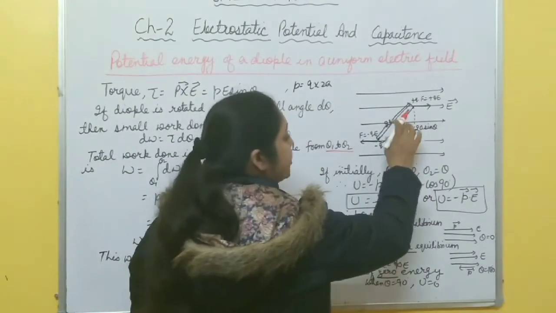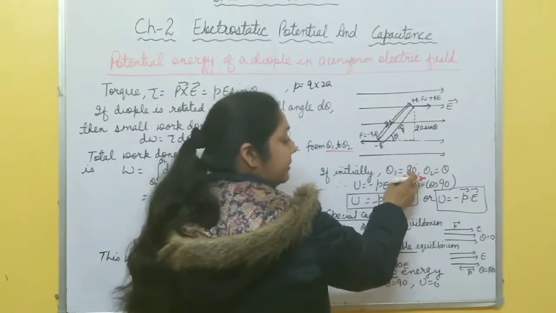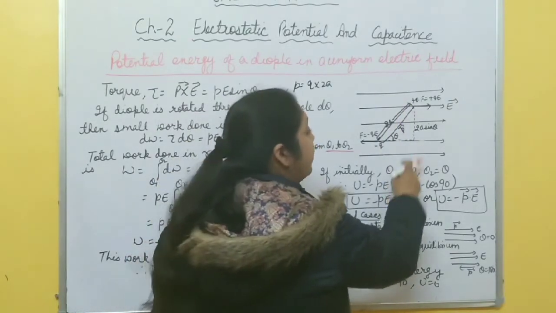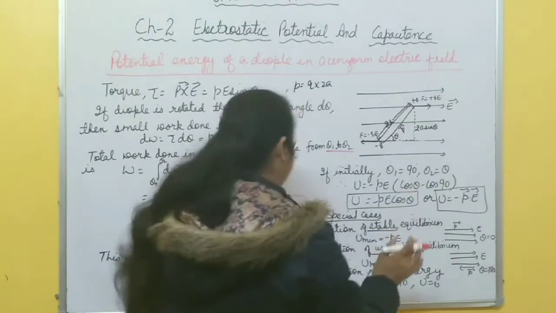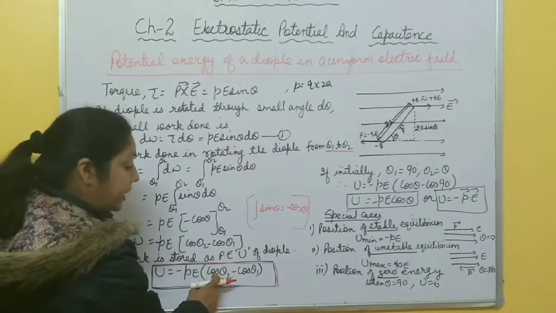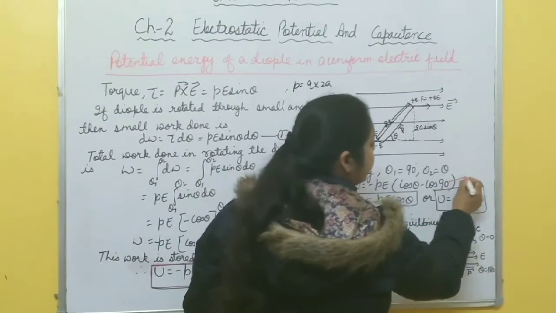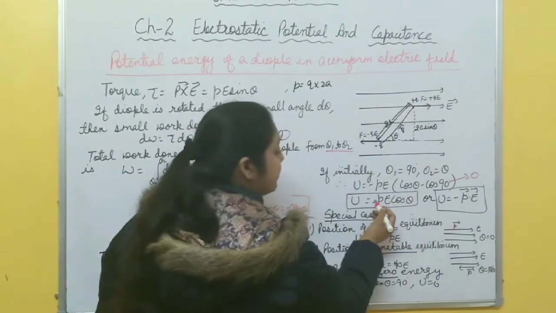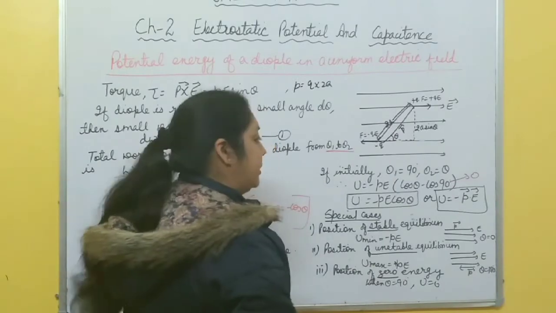Now suppose initially this dipole is at 90 degrees, right? Theta 1 is 90 degrees and you rotate it through angle theta. It means theta 2 becomes theta. What happens? In place of theta 2 you put theta, and theta 1 is 90 degrees, and you know cos 90 is what? 0. So it becomes minus P cos theta, or you can write minus P dot E.